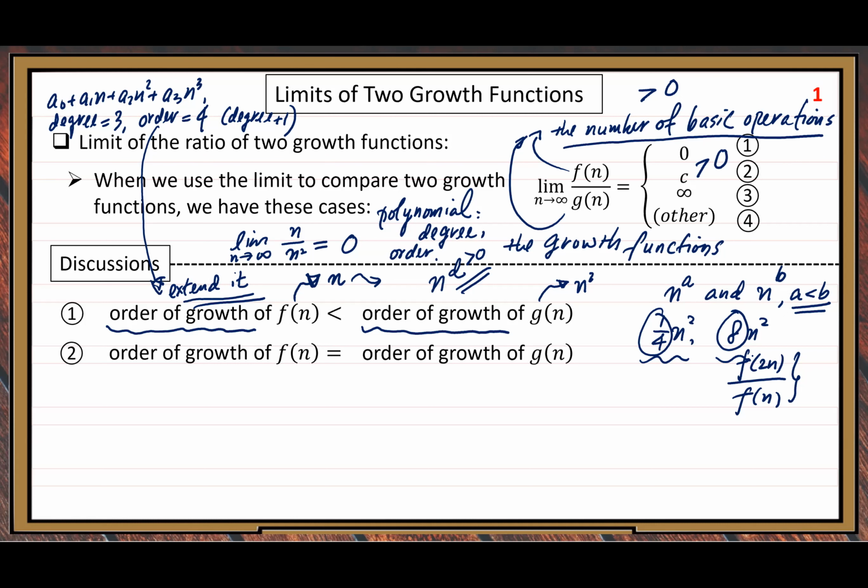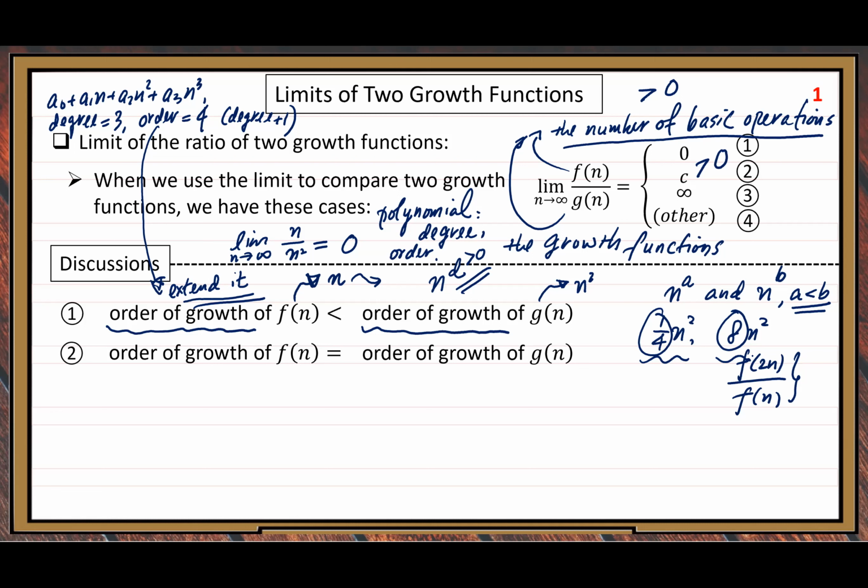Same category. Then we put them together. So when we compare them, we say they have the same order of growth. That's the main adjustment we need to take in this order of growth comparison context.